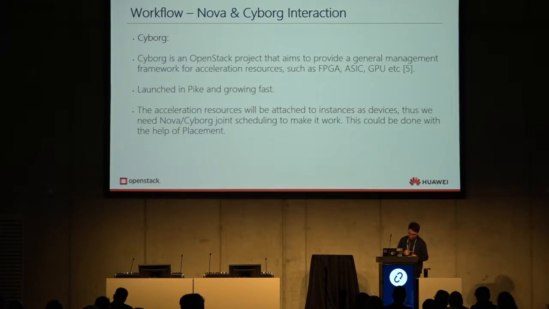Let's have another look at a Cyborg example. As mentioned in yesterday's keynote, Cyborg is an OpenStack project that aims to provide a general management framework for acceleration resources, such as FPGA, ASIC, and GPU. It was launched in Pike and is growing fast. For more information about the project, you can go to reference 5. Here I'm just introducing how it's planned to interact with Nova. For the most common use cases at present, the acceleration resources will be attached to instances as a device for users. Thus, we need Nova and Cyborg to provide a joint scheduling process to make this work. The best way they can find is to go through placement. Let's see how it works.